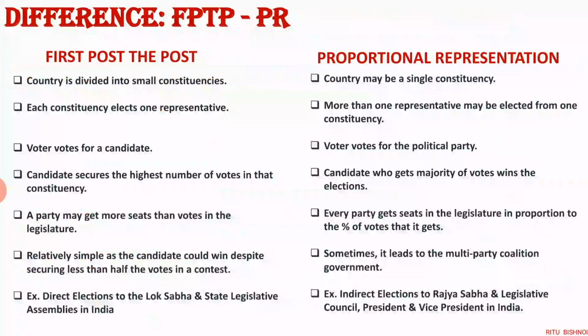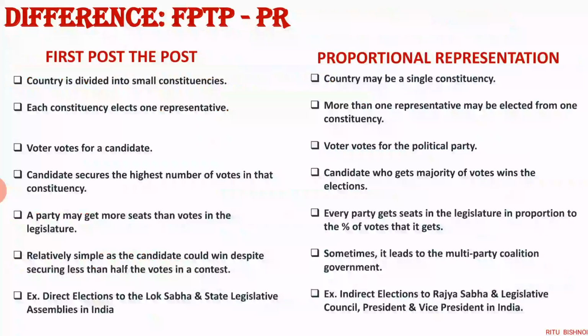Now, let us compare first past the post system and proportional representation. In the first past the post system, the country is divided into small constituencies and each constituency elects one representative. Voters vote for a candidate and the winning candidate is the one who secures the highest number of votes in that constituency. Hence, a party may get more seats than votes in the legislature.